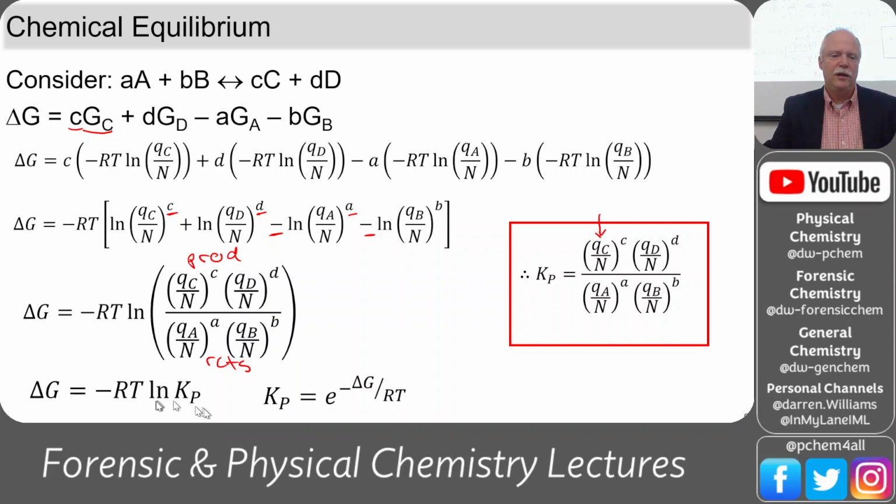So here's our other kinds of simplifications. You can solve for delta G if you know K, or if you know delta G, you can solve for K. So you should be very good at going backwards and forwards with equilibrium constants and delta G.